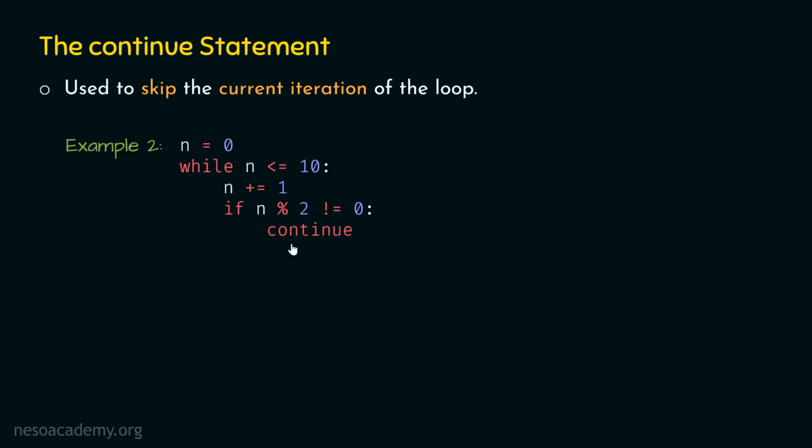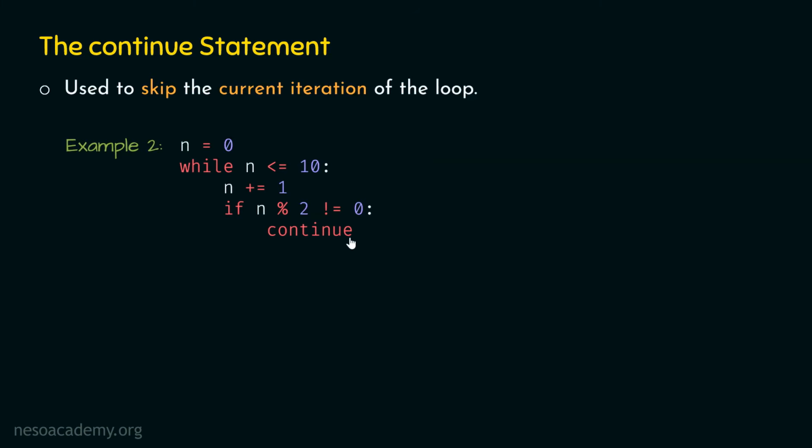Now what does this mean? We know that if n mod 2 is not equal to 0, then this means that n is not divisible by 2. If n is divisible by 2, then in that case n mod 2 must be equal to 0. We want to print numbers 2, 4, 6, 8 and 10. All are divisible by 2. On the other hand, numbers 1, 3, 5, 7 and 9 are not divisible by 2. So when n is equal to 1 or 3 or 5 or 7, then in that case this condition is satisfied. And because we don't want to print these numbers, we must execute continue statement.